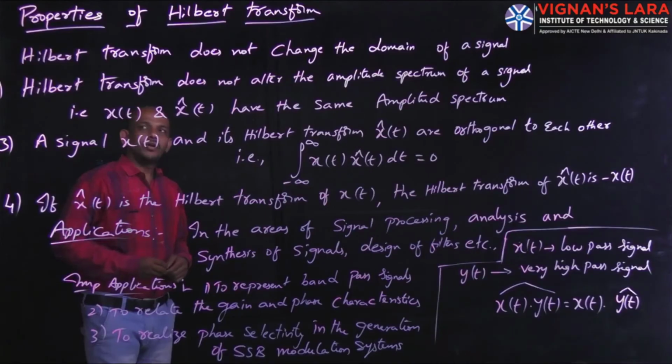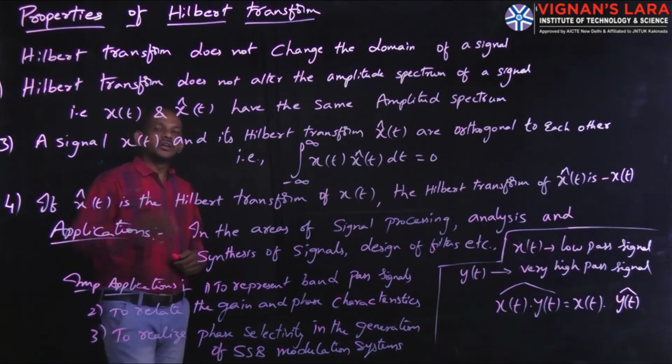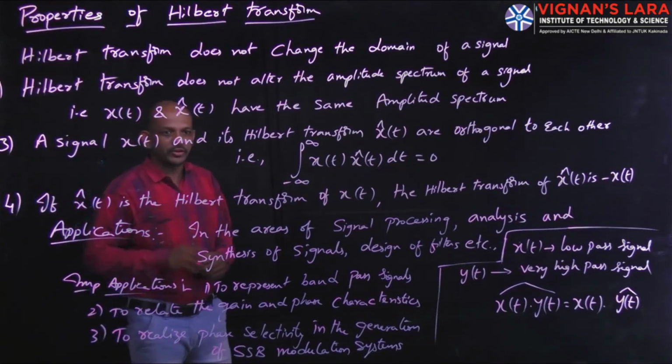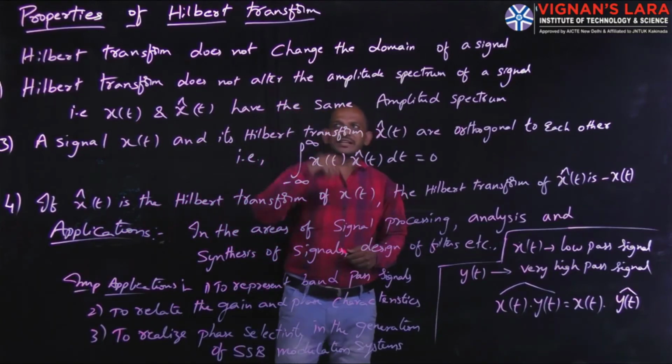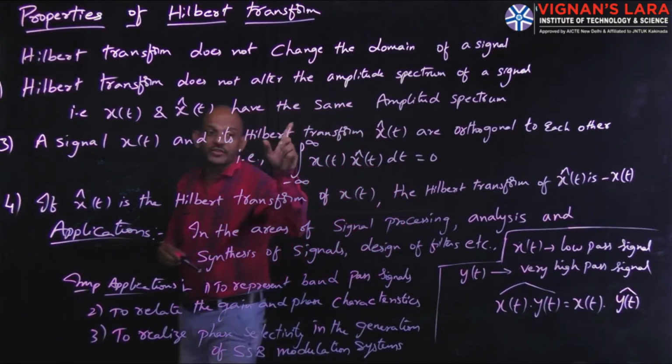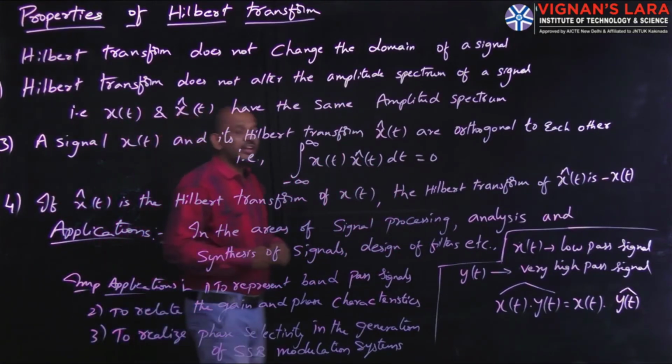Okay, now we will see the properties of the Hilbert transform. I already explained the properties of the Hilbert transform while explaining the concept, but here I have given them separately. Okay, see them one by one. The first one is that the Hilbert transform does not change the domain of a signal.